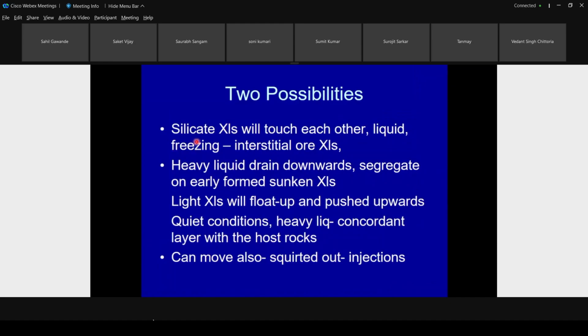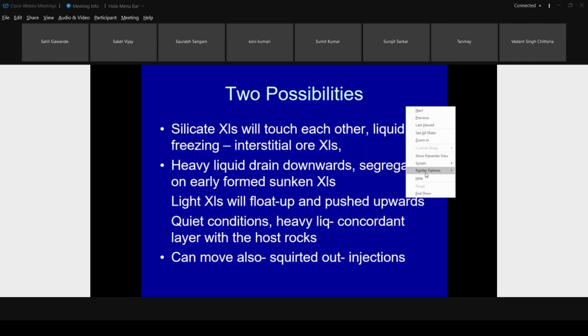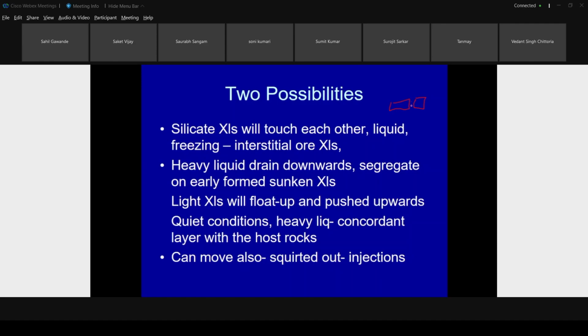So when such a crystallization takes place, there are two possibilities. The silicate crystals will touch each other, and whatever the liquid is in between, that will freeze. As I showed, there are a number of crystals, and in between the residual liquid is there, and because the density is higher, it will start flowing. Suppose during its flow, the crystallization takes place. Then it will give rise to interstitial pores. That means you will have silicate crystals, and you will have the ore in between. And when this freezes, it will give rise to ore with certain interstitial minerals.